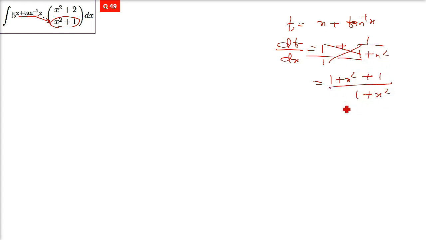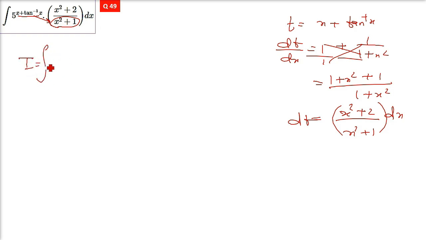So this is (x² + 2) divided by (x² + 1). So this gives you dt, which is equal to the whole content on the right. There is one more thing here that will come just now. Let's first do this. So you have I equals 5 raised to the power t, because t is actually x plus tan inverse x. The whole content on the right-hand side we already got as dt.